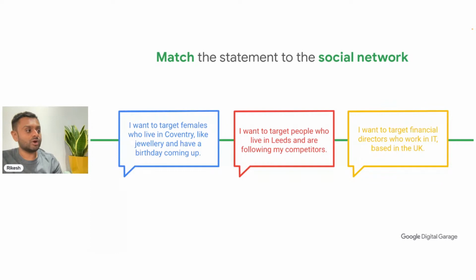And then in the middle, I want to target people who live in Leeds and are following my competitors. That one lends itself to X as a platform, because with following competitors, you're able to target based upon other accounts that are being followed on that platform. And then the final one, I want to target financial directors who work in IT and are based in the UK. That one has a job title there and an industry as well. So that lends itself to LinkedIn.